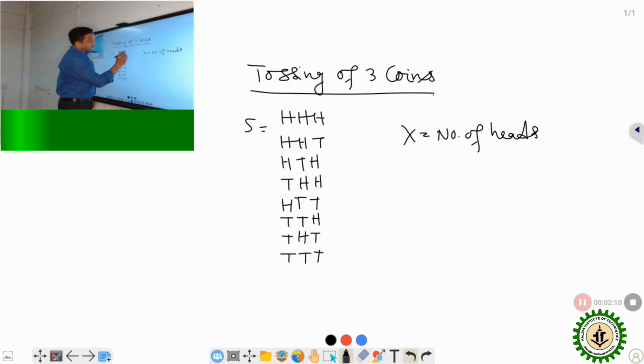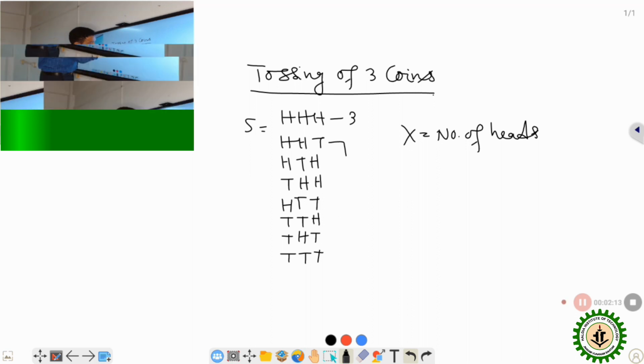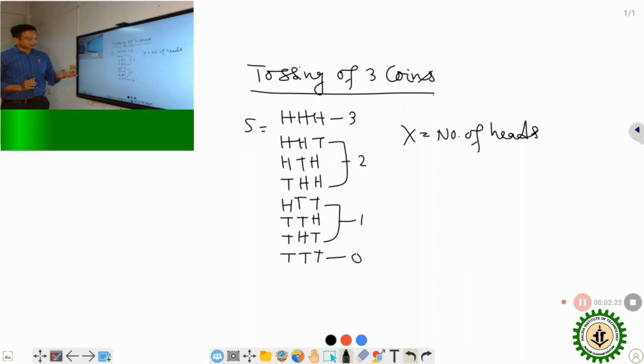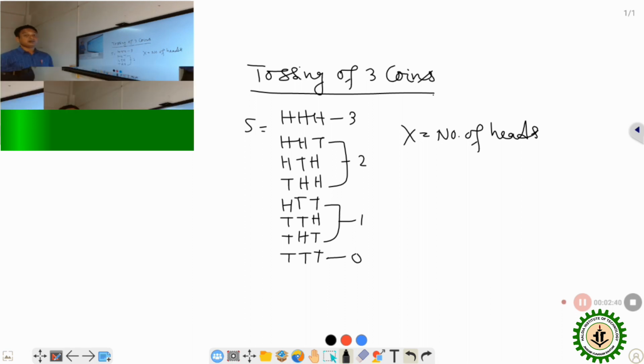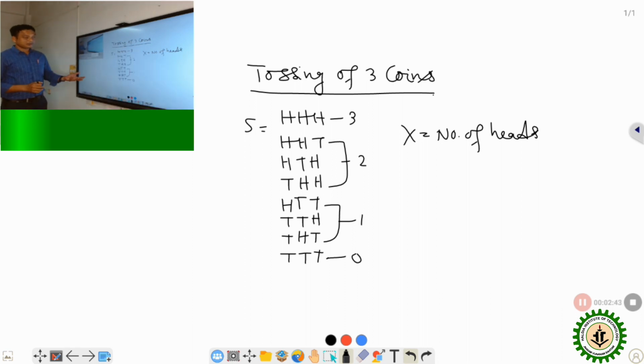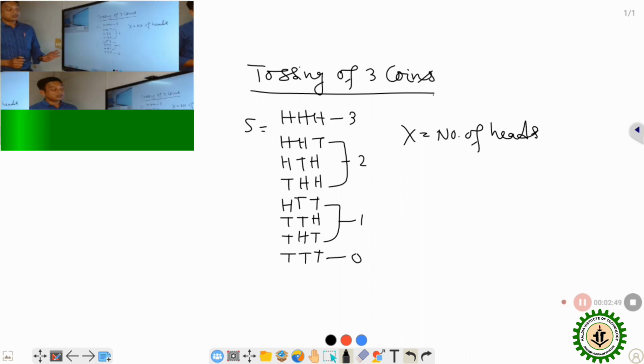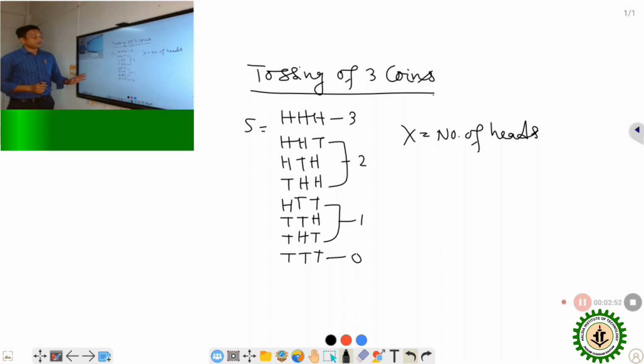Then triple H contains 3 heads. These 3 sample points contain 2 heads. These 3 contain 1 and this is 0. So the number of heads is only 0, 1, 2 and 3. Previously we had to examine a total of 8 sample points. Now we have only 4 cases to consider. That means we need to examine only very few cases compared to the random experiment if we discuss with the sample points instead of the random variable. That's the need of the random variable, because a random variable explains a random experiment in very few cases.